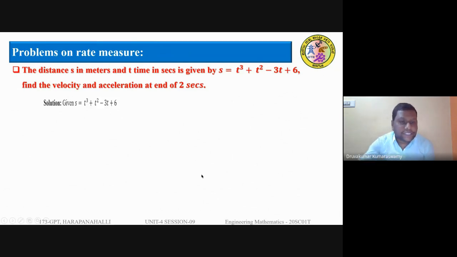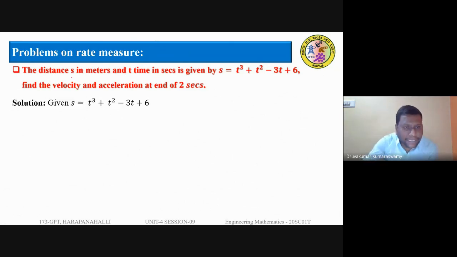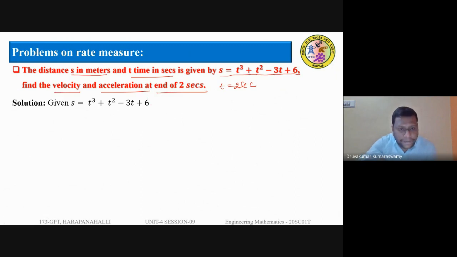So the distance s in meters and the time t in seconds are given by s is equal to t cube plus t square minus 3t plus 6. Then find velocity and acceleration at the end of 2 seconds. That means when t is equal to 2 seconds, we have to find velocity and acceleration. Okay, so they are given s is equal to t cube plus t square minus 3t plus 6.